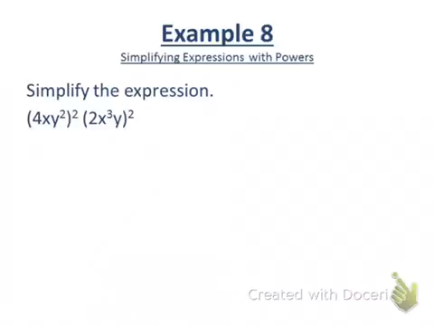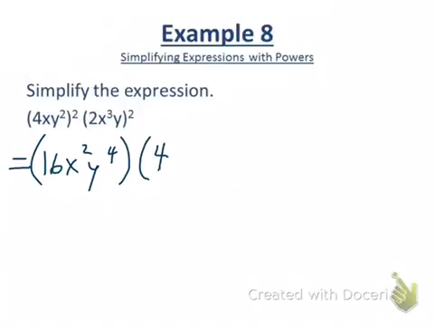What operations are in play here? Exponents, multiplication, right? There's really nothing that we can simplify inside the parentheses. So these parentheses are just there to show us that we are dealing with multiplication of two things, right? Each of those things is being raised to a power of 2. So when we raise the first to the power of 2, we get 16 x squared y to the 4th, and that's being multiplied by 4 x to the 6th y squared.